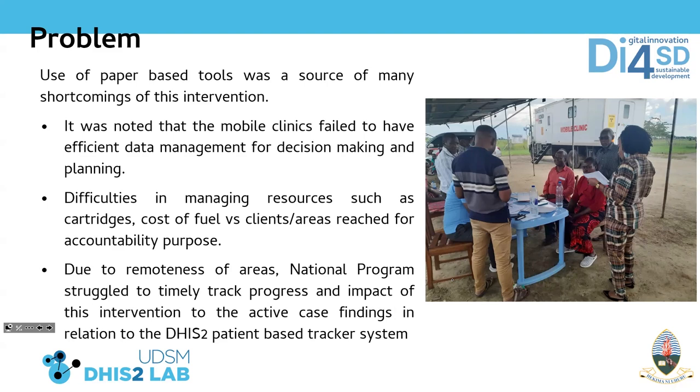Another problem in the current setup is that there are a lot of difficulties in managing resources, such as the cartridge cost and fuel for the vans. And also there are accountability issues, where these cartridges tend to go missing or disappear without it being clear what went wrong, okay? Another thing, due to the remoteness of the areas, there is a lack of timely progress tracking of the data, or whatever cases were found in the remote areas, for the national level to have access to this data, okay?